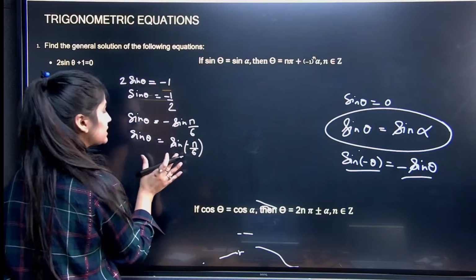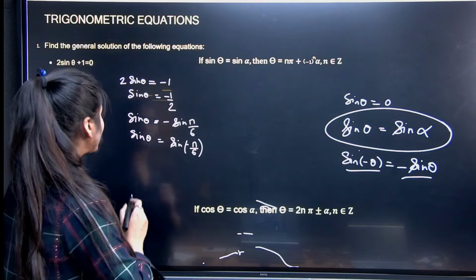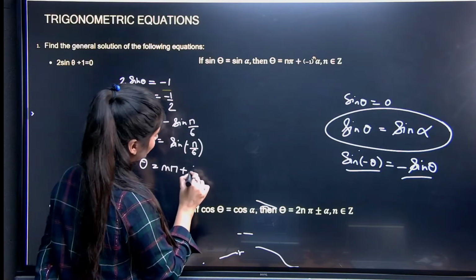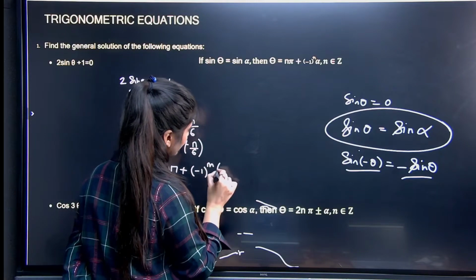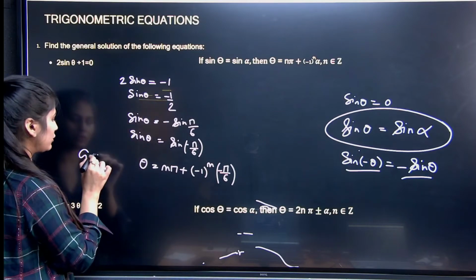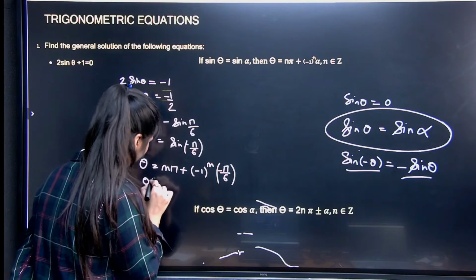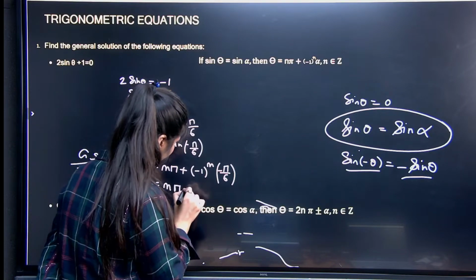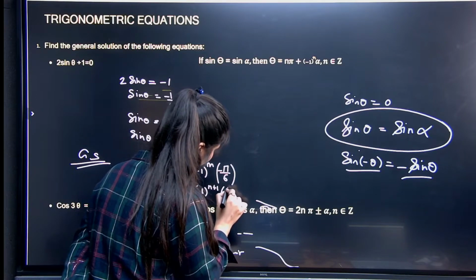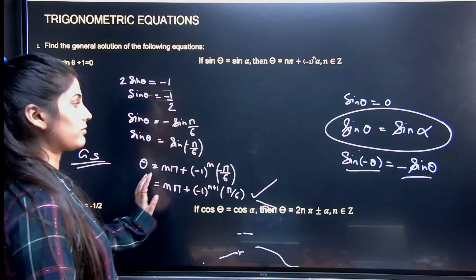Okay, now this is of the form sine theta is equal to sine alpha. Okay, so it is theta is equal to n pi plus minus 1 to the power n, and then it is alpha, which is minus pi by 6. So this is the general solution of the given question. We can also write it like theta is equal to n pi plus minus 1 to the power n plus 1 pi by 6. So this is the general solution of the given question.